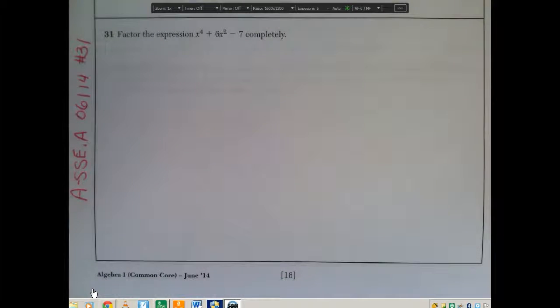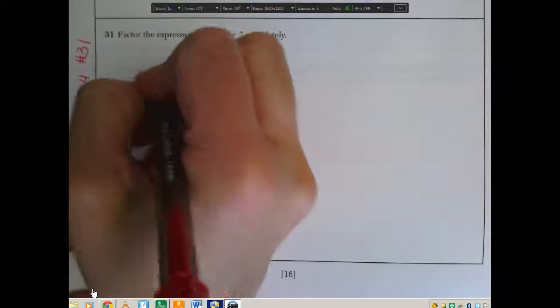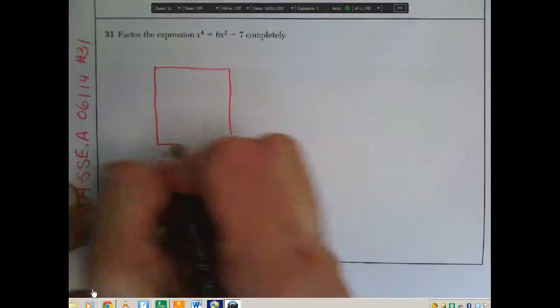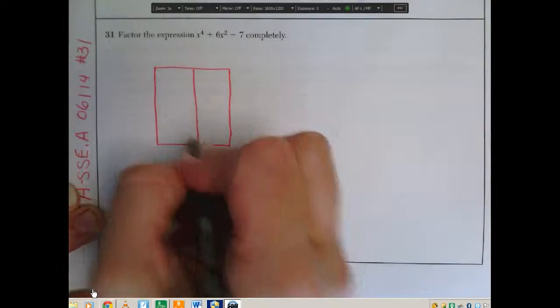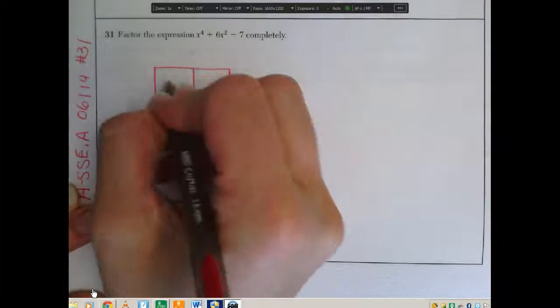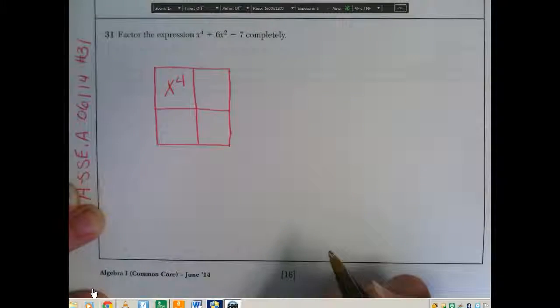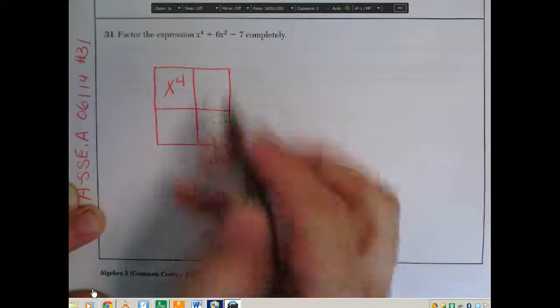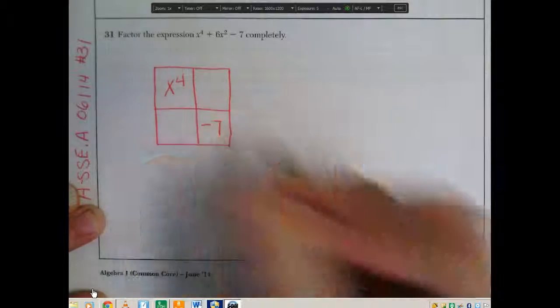All right, there's a hard way and an easy way to do this. I'm just going to show you the easy way. The easy way to do this is to do a reverse Punnett square. So what we have is our box, and we know that inside this box, in this space here, it has to be x to the fourth. And we know that in this space here, we have to have -7.